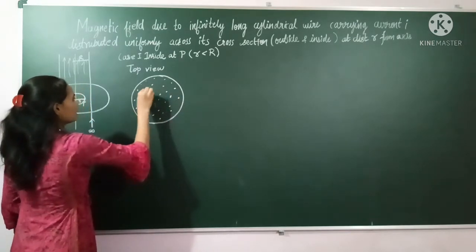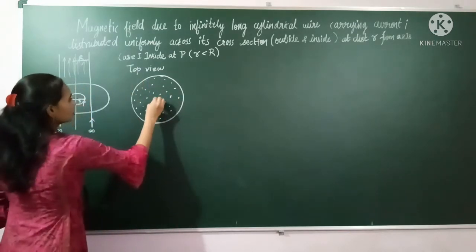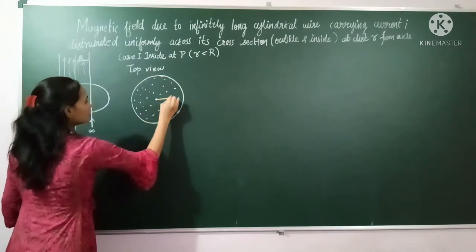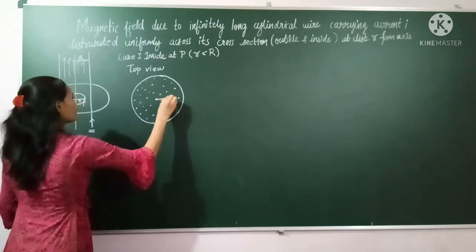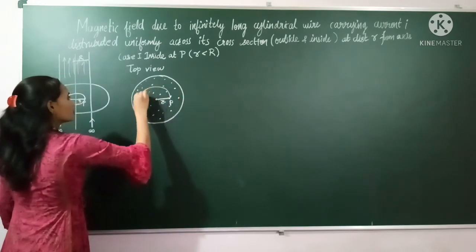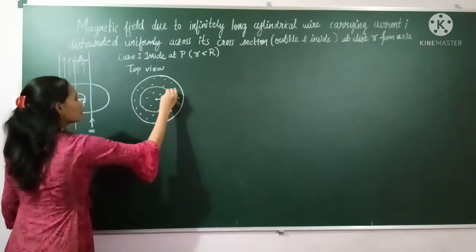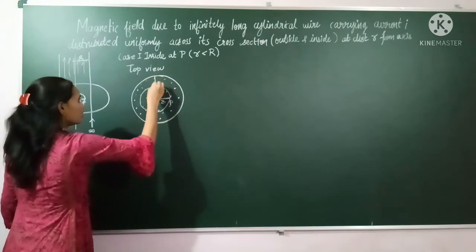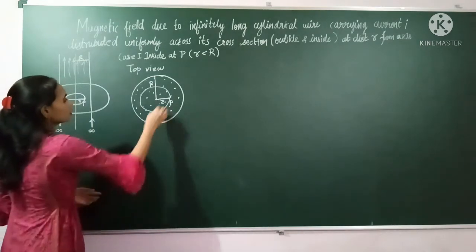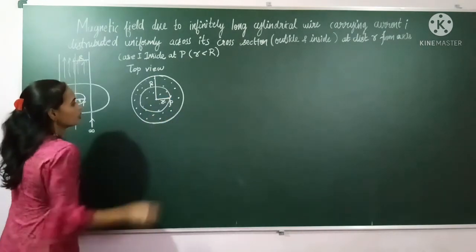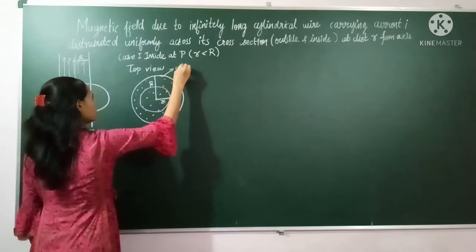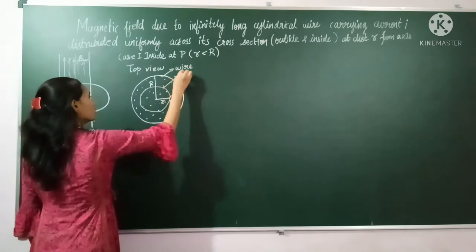So this is the current, and next, this is the center of this circular cylinder. If this is the center, at distance r is this point P, where we want to calculate the magnetic field. Here we have drawn one loop. This radius we will take as capital R, the radius of the cylindrical wire. Next, small r is the radius of this loop, and this loop is called Ampere's loop, and this is called the wire, and this is the Ampere's loop.